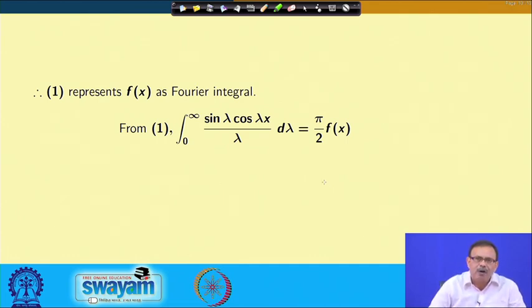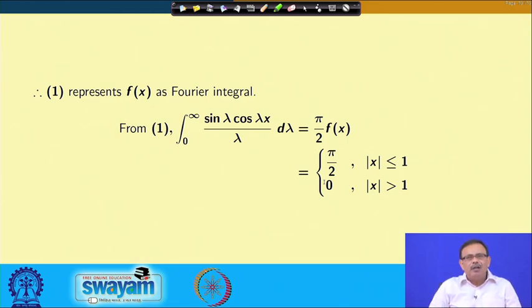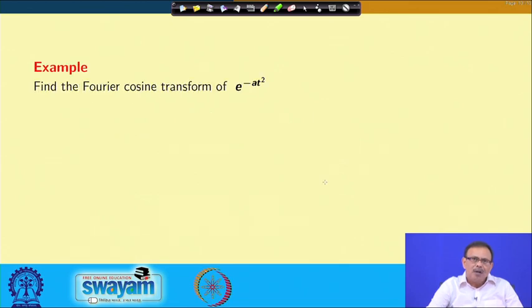f(x) is 1 for mod x less than 1. Therefore, the value of the given integral will be π/2 whenever mod x is less than 1, and it is 0 whenever mod x is greater than 1. So, this particular example shows how a function can be represented in terms of the Fourier integral, and using that, how to find the value of some integration. Now, let us take the other example.